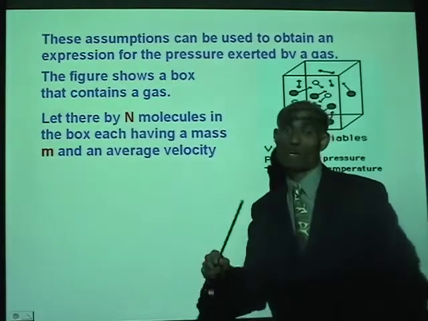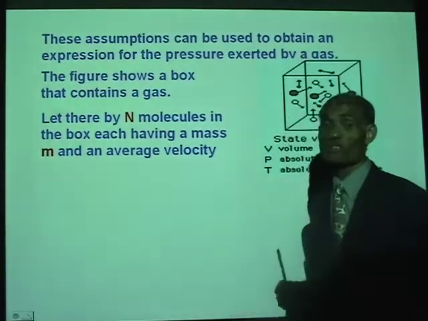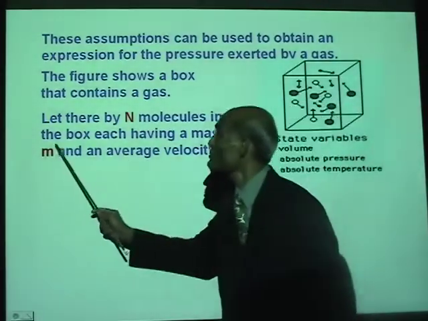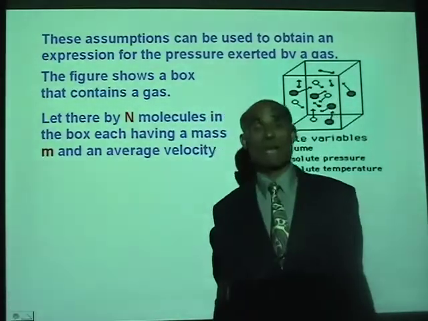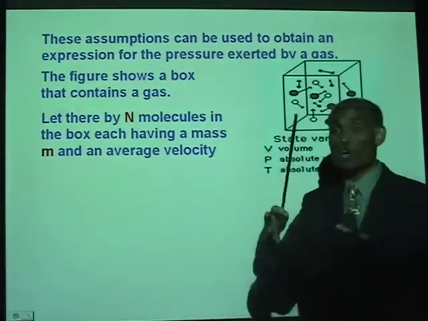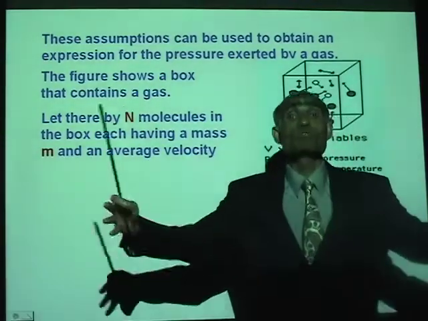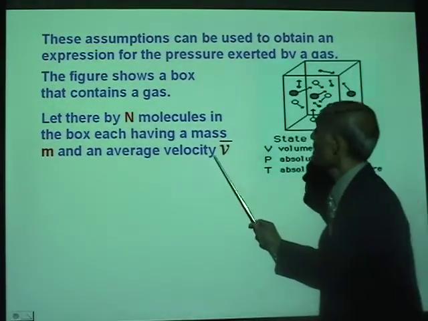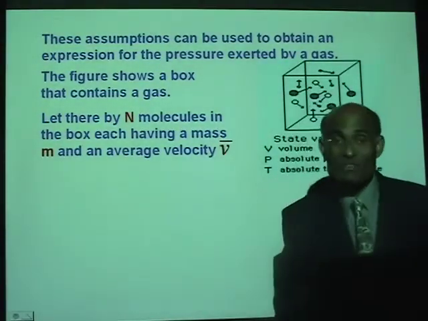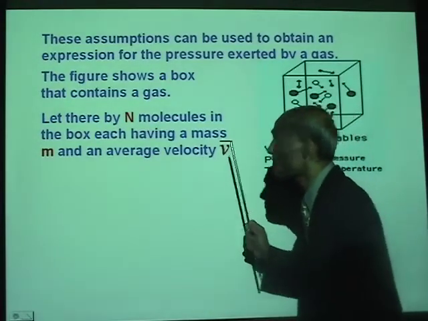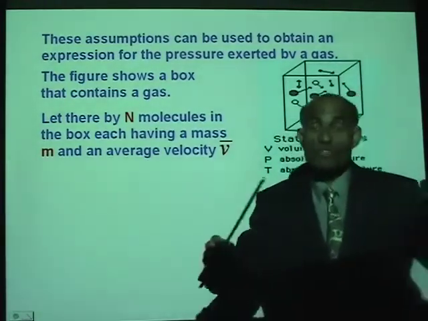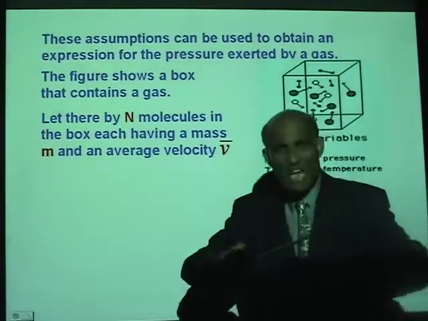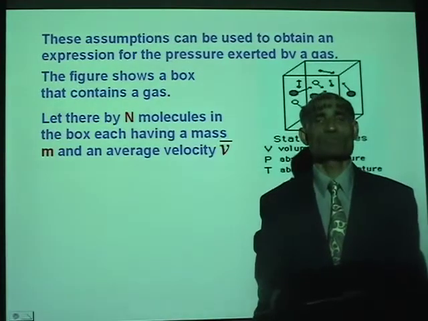Keep this information as we go on. N is the total number of molecules, and each molecule has a mass m. We will assume that because it is the same type of gas, m is the same for all molecules. And the average velocity of a molecule we call v bar. We said the velocities of molecules actually differ, and v bar is the average velocity of a molecule.